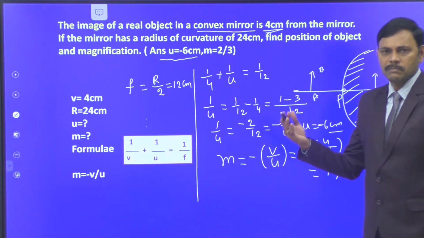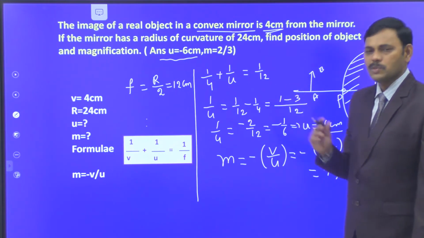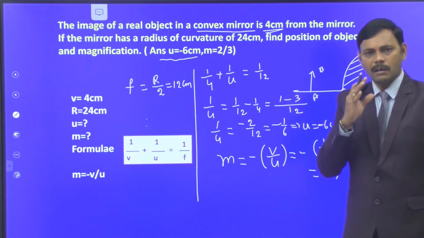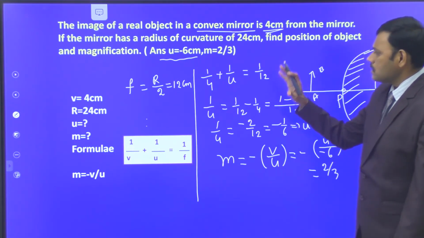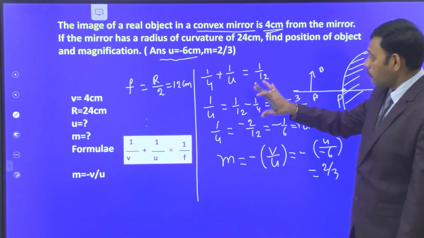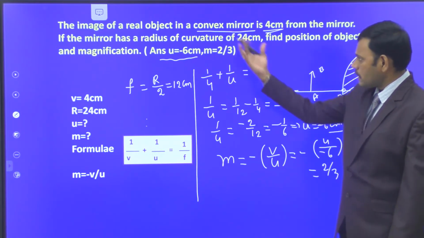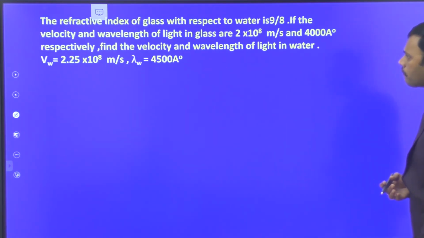In the previous problem I explained by considering a concave mirror. In this problem, a convex mirror. So I am selecting all models. If you watch this video, you definitely get a good idea regarding all models of problems belonging to ray optics, up to refraction through lenses. Let us move on to the next model, next problem.